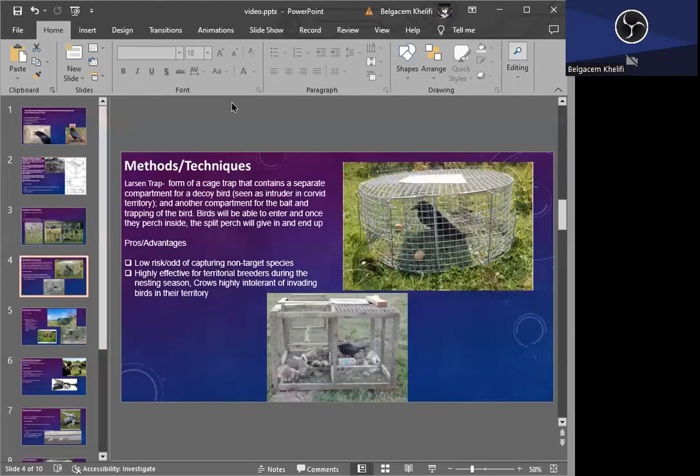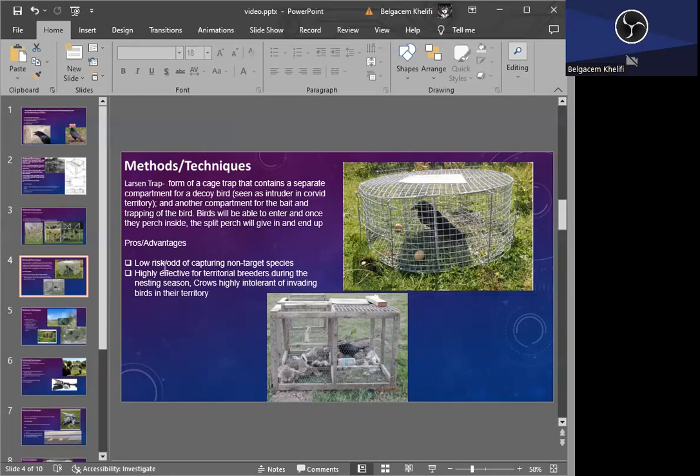The next method is a Larson trap, which is a form of a cage trap that contains a separate compartment for a decoy bird, which is seen as an intruder in the corvid territory, and another compartment with bait to trap the target species. The bird will be able to enter and perch inside of the cage, but it will not be allowed to escape back.